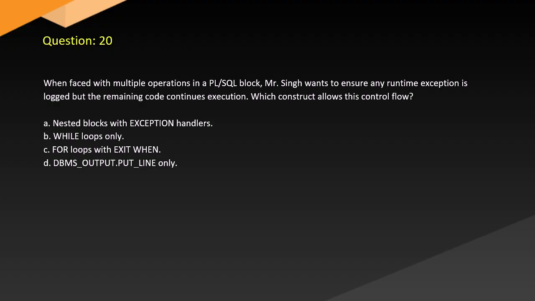Question 20. When faced with multiple operations in a loop, Istasing wants to ensure any runtime exception is logged but the remaining code continues execution. Which construct allows this control flow? A. Nested blocks with exception handlers. B. While loops only. C. For loops with exit when. D. DBMS_OUTPUT.PUT_LINE only.